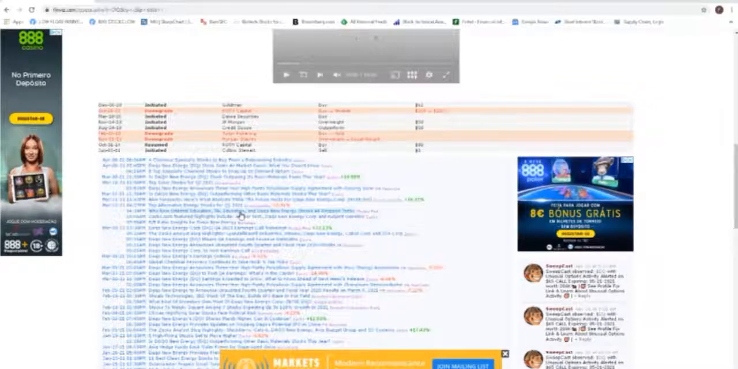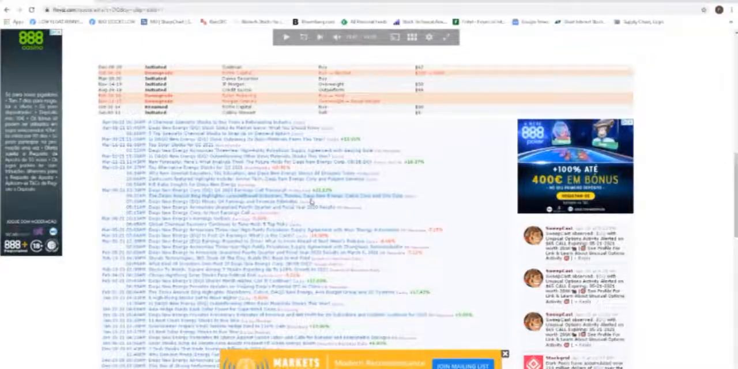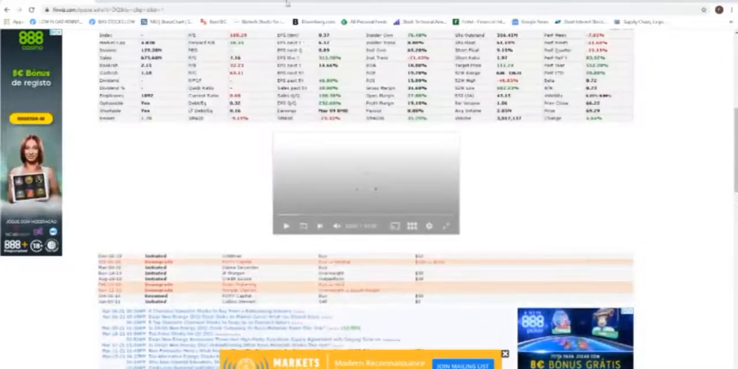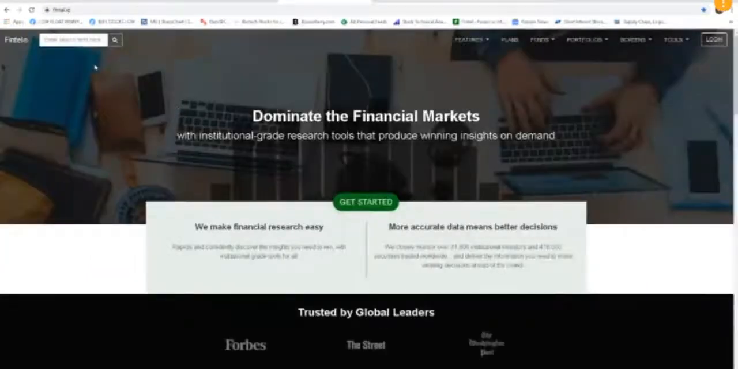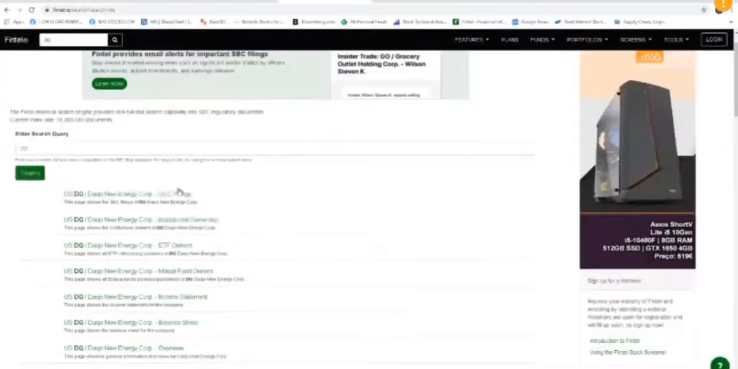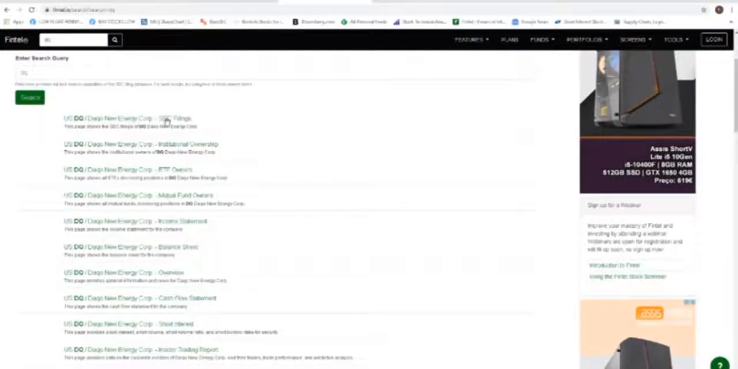So I usually come down here, okay? And then I start finding something from the past that had a sort of catalyst, okay? So find the catalyst, go through filings. People often ask me, where do you go for filings? Well, right here, guys. This is what I use, you know? You type in DQ, look, right here.